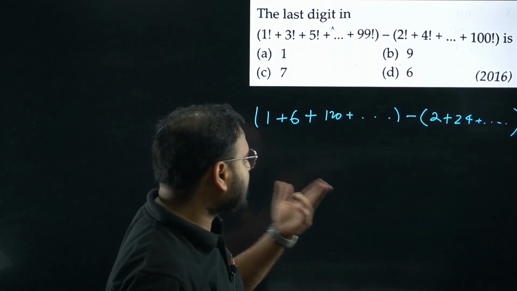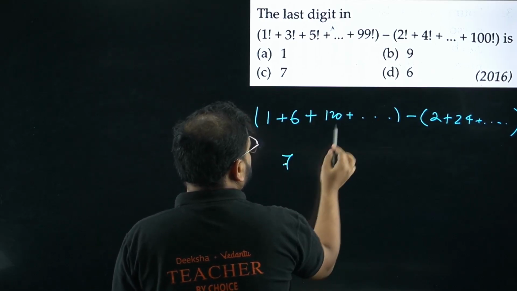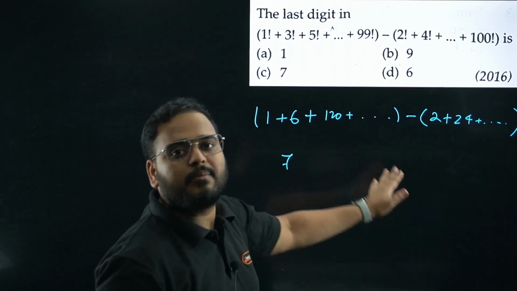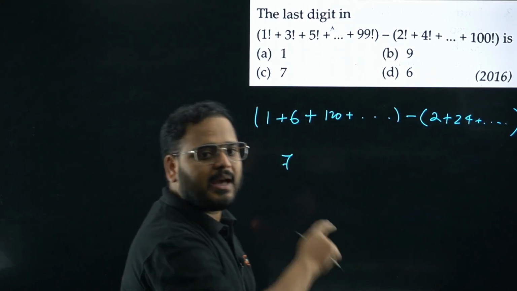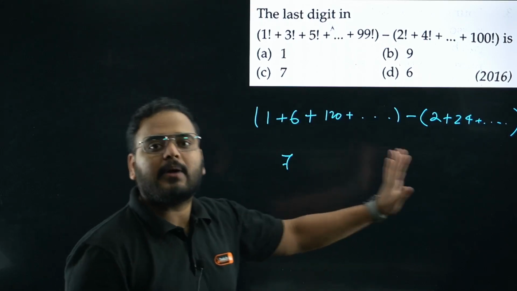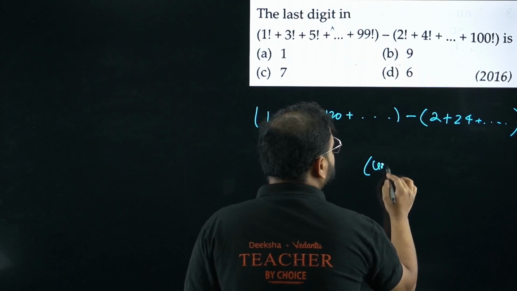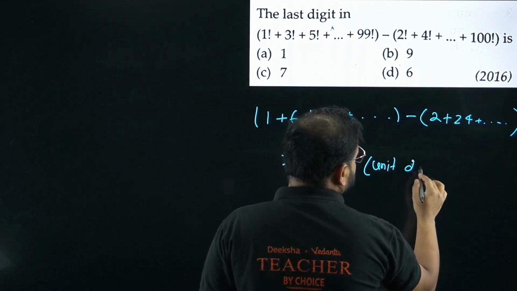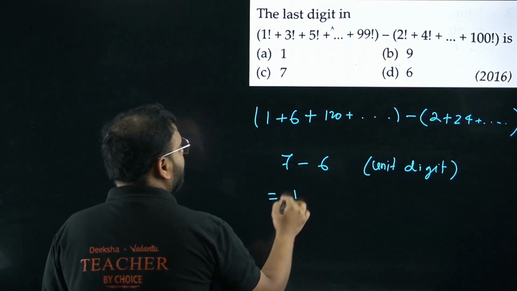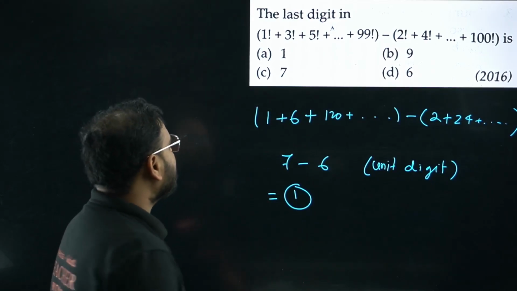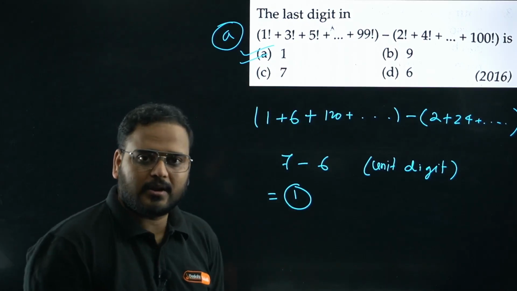Okay, so if you compare the last digit, what you're going to get is 1 plus 6, which is 7, because every other term has 0 in it. So 7 plus 0 will become 7 only. Same way, 2 plus 4 will be 6, and every other term will have 0 in it, so 6 plus 0 will become 6. Now if you write 7 minus 6, I'm talking about only the units digit place, please check, the answer will be 1. Option A is correct. Got it? Think like that.